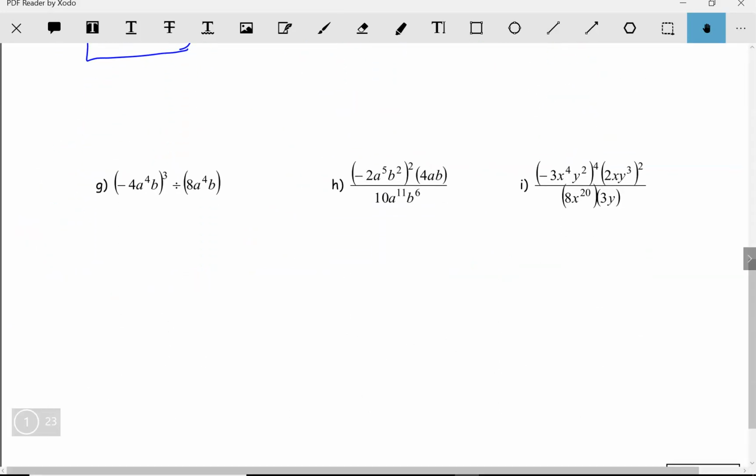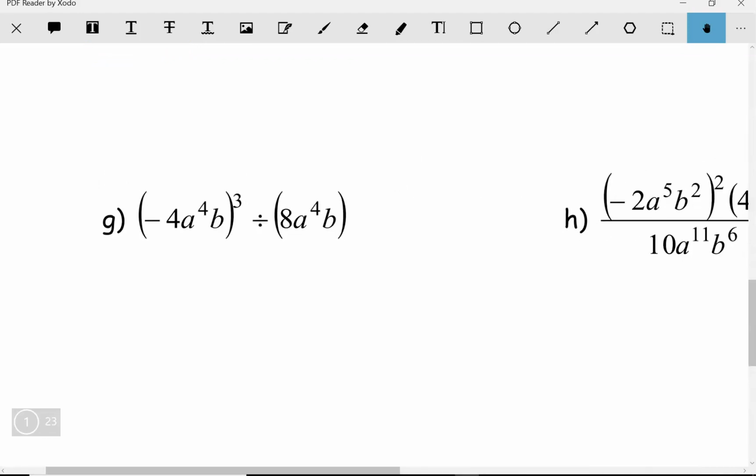Continuing, we will again follow BEDMAS rules. We always have to keep BEDMAS in the back of our heads. Hopefully we're doing that. So here we have a division, but first we have to take the exponent of this bracket. So first we do the exponent, and then we divide these two different terms.